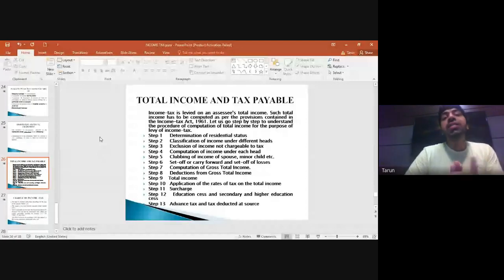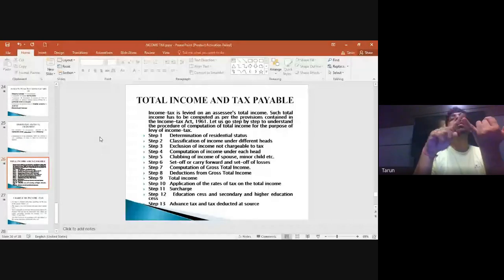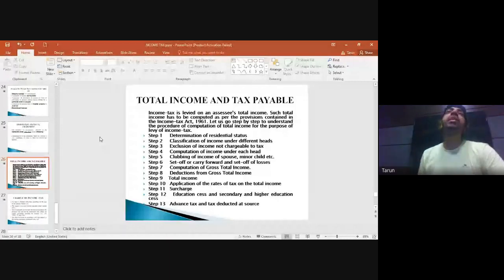Next step, head. As I told you, if you are calculating income of a residential status, of course you need the step. If you are calculating income from salary, come to the fourth step. The calculation part means you are following the rules and regulations of calculating the income from salaries. You are following the rules and regulations under the Income Tax Act, under the income from house property. So this comes under step four.